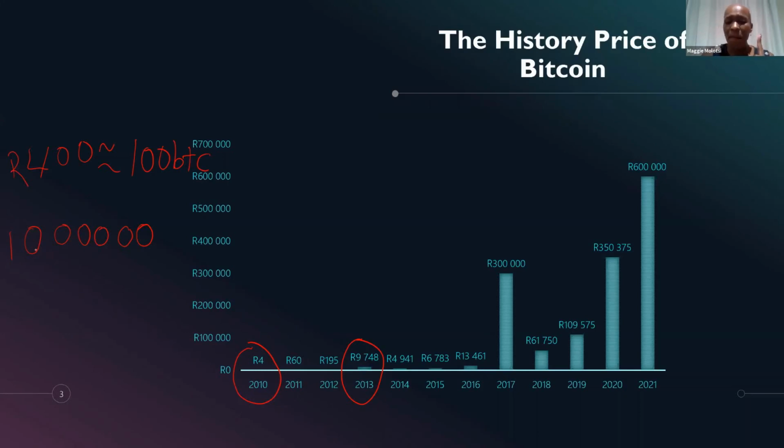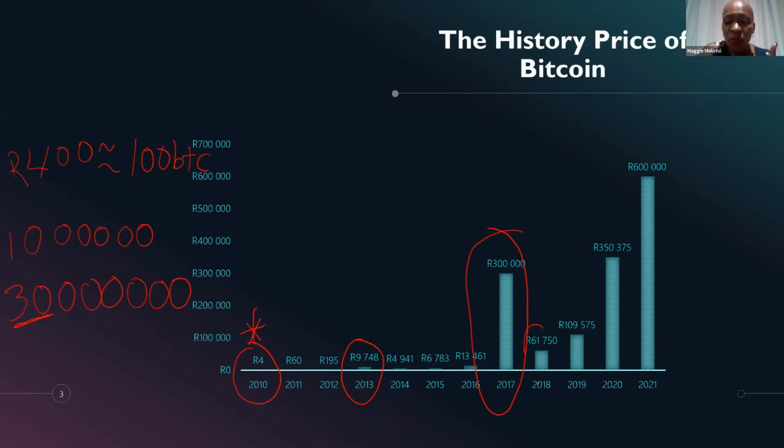Let's go on. Look at what happens in 2017. 1 Bitcoin becomes 300,000 Rands. Your 100 Bitcoins are suddenly worth 30 million Rands. That is how money is made. That's why we're saying early adopters, those who knew about and did something when it was still low, are now multimillionaires. It didn't end there.